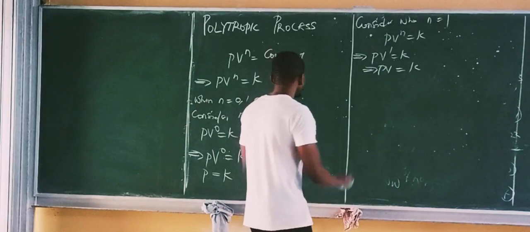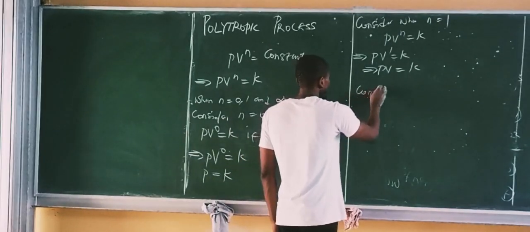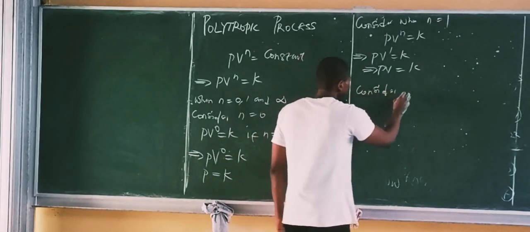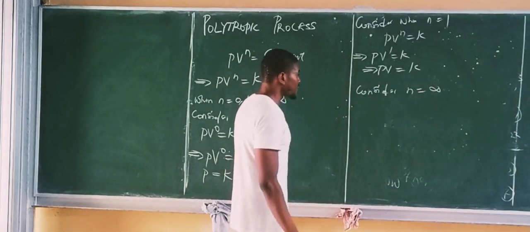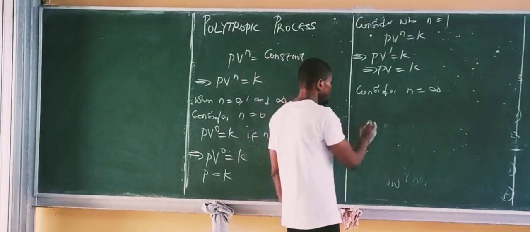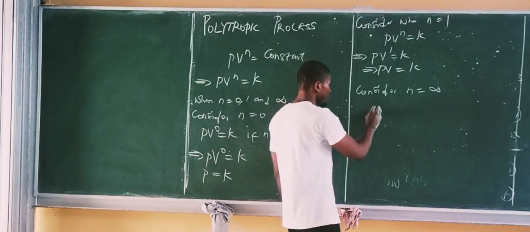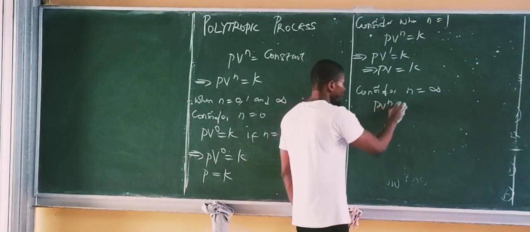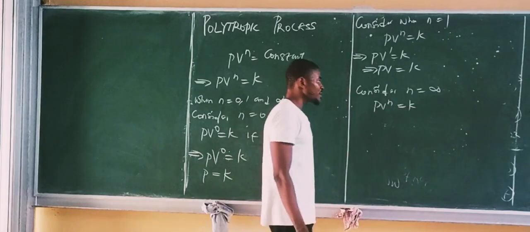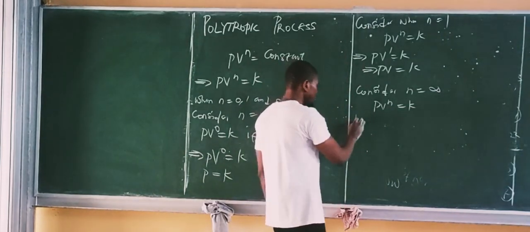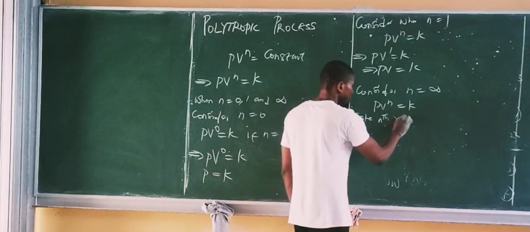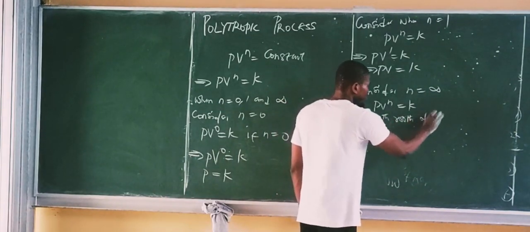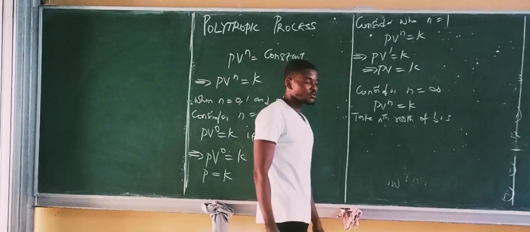Okay, now let's consider when n is equal to infinity. If n is infinity, then from the equation of the polytropic process we have PV^n is equal to constant. Now let's take the nth root of both sides.